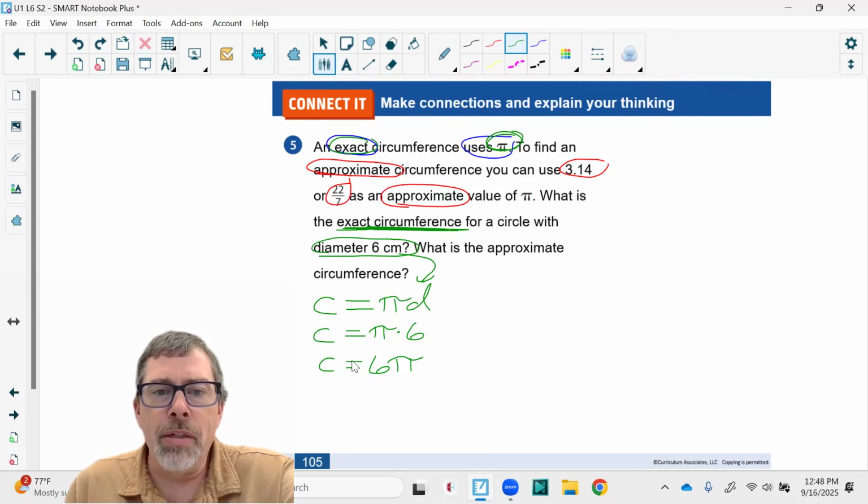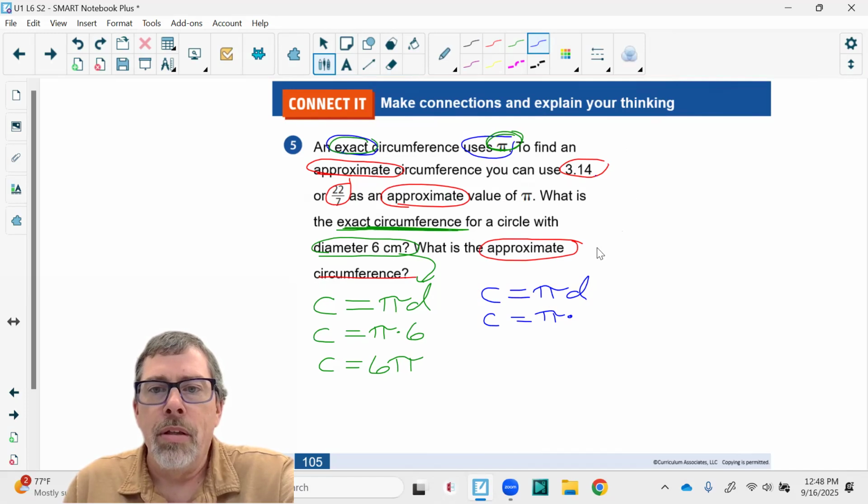Now it says, what is the approximate circumference? Now I want to use 22/7 or 3.14. I prefer the decimal. So I'm going to write C equals pi D. C equals pi times, this is my D, 3.14. We always write the number before the symbol, so it's going to be 3.14 pi.